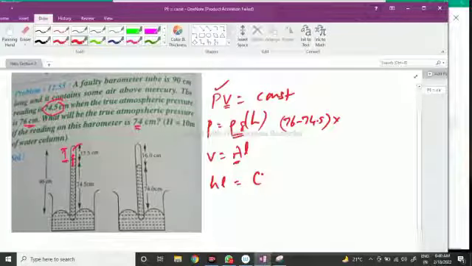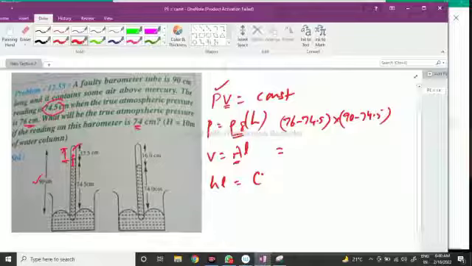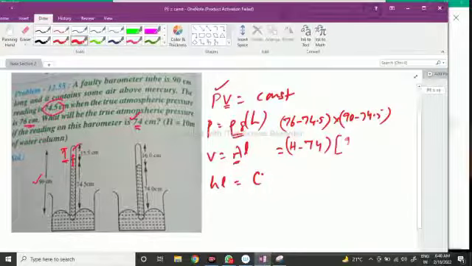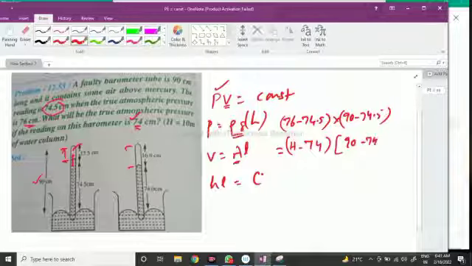Okay, so the total length is 90. So 90 minus 74.5. In the second situation, we don't know what the correct reading is, so it is H minus, the reading on the barometer is 74. H minus 74 into the new length. The new length will be 90 minus 74, we have to take.